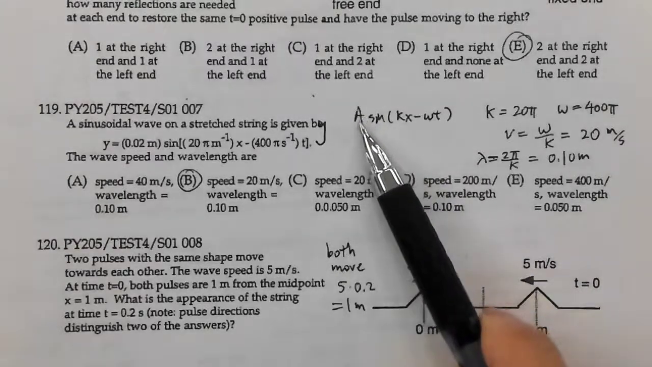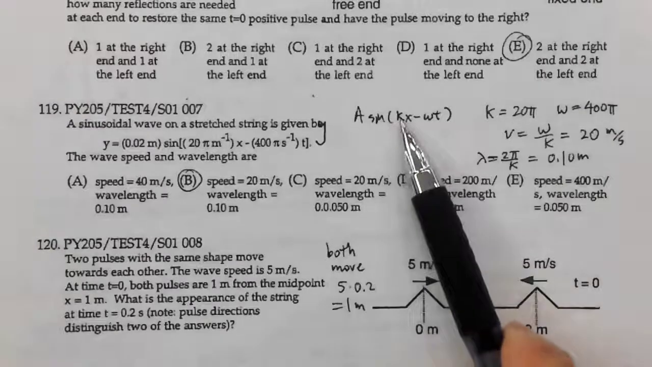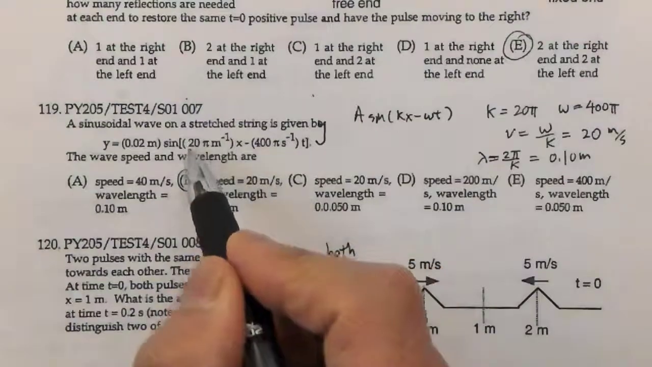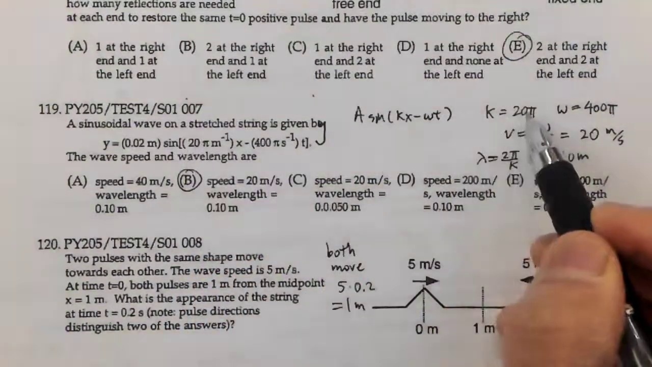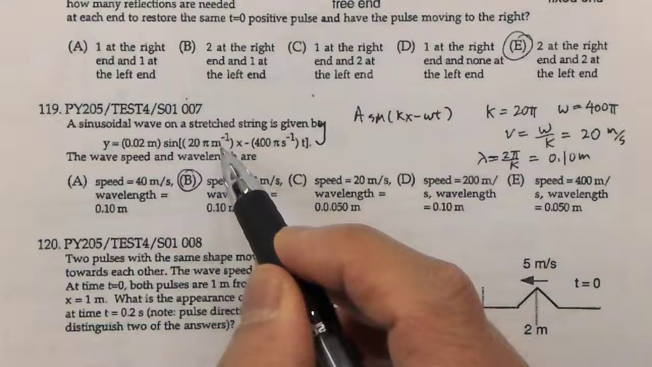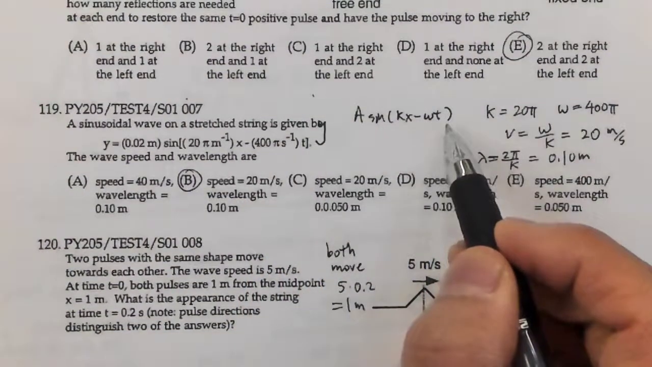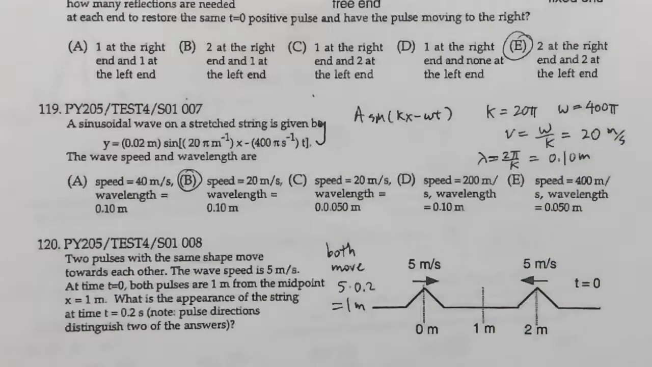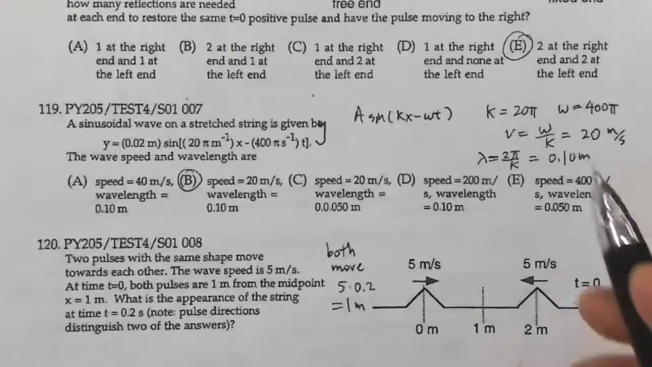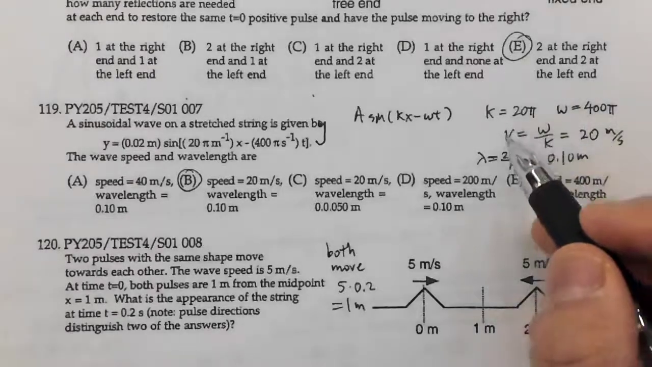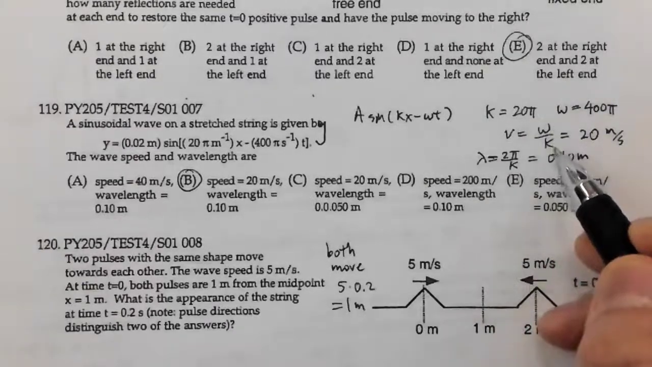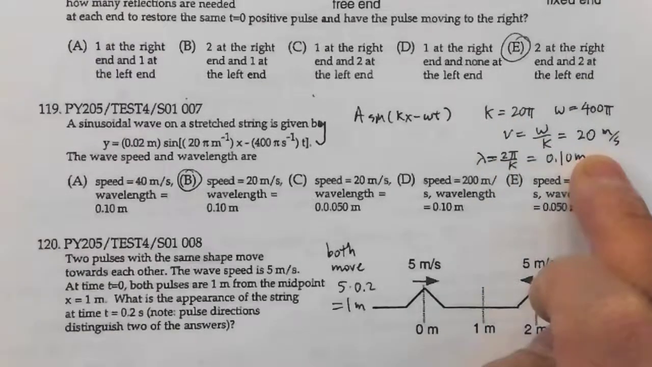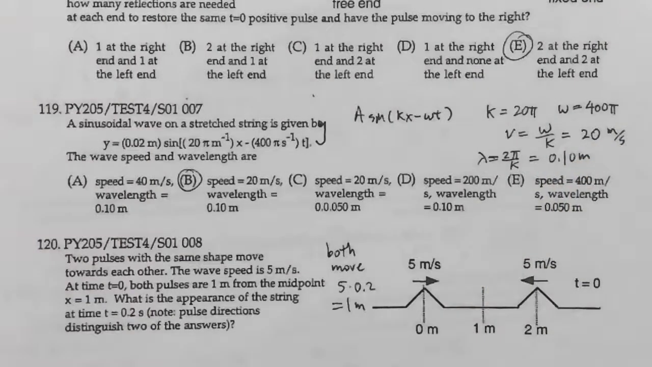This time we can write it as A times the sine of kx minus omega t, and we can just read off that the thing multiplying x is k, so that's 20 pi. The thing multiplying t is omega, so that's 400 pi. Then we can use the formulas that come with these. The wave speed is omega over k, so 400 pi divided by 20 pi is 20. And the units are meters per second.